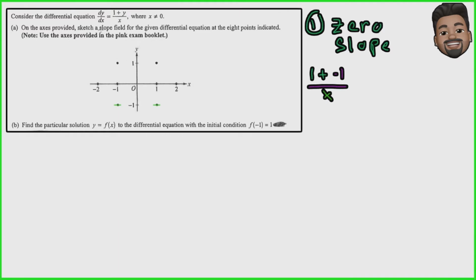Part A, on the axis provided, sketch a slope field for the given differential equation at the 8 points indicated. So 1, 2, 3, 4, 5, 6, 7, 8. Nothing else, nothing more, just these 8. Now, remember, what do we want to do first? Well, I kind of wrote it out here.